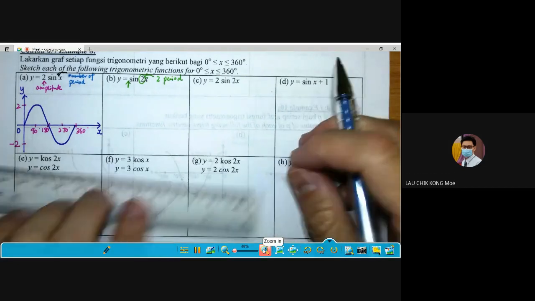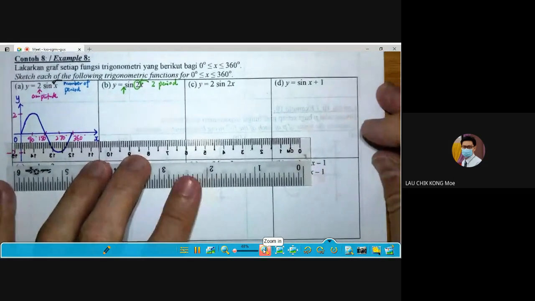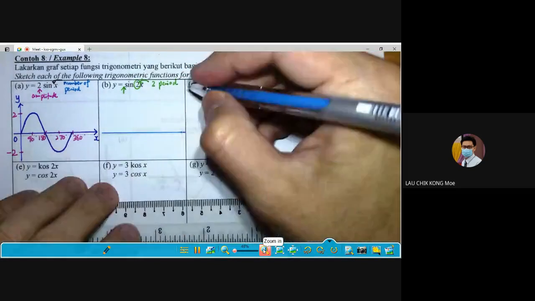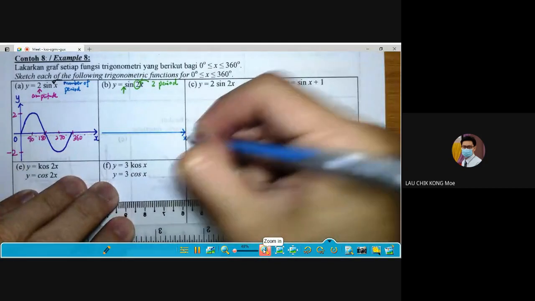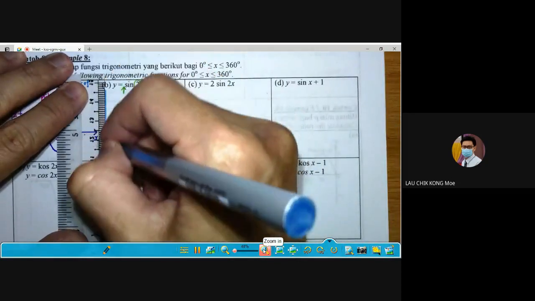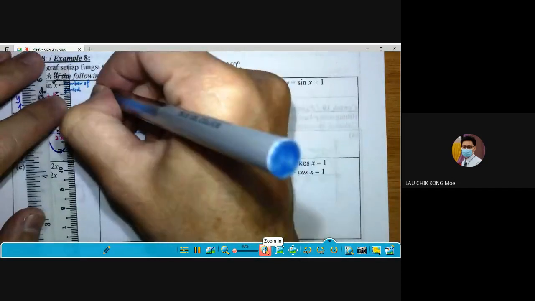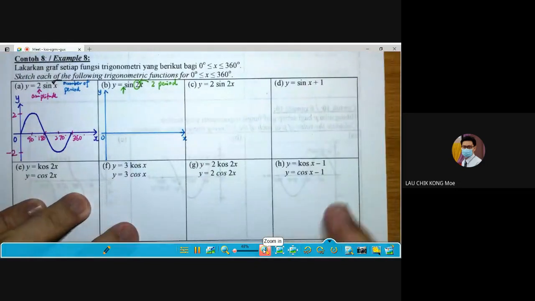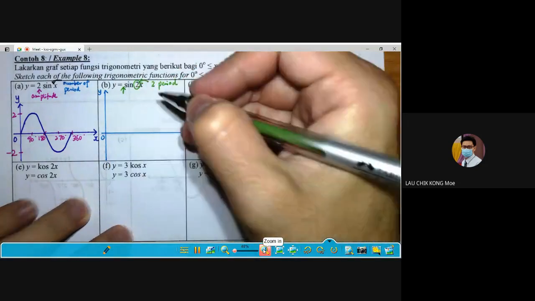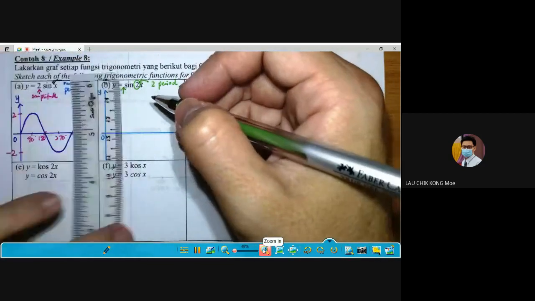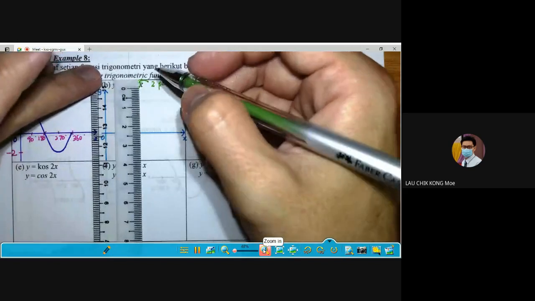First of all, we still need to draw the x-axis and the y-axis. This is x and this is y, and this is 0. So how many periods just now? 2 periods, so we need to do 2 periods for the sine. Maybe you can make it in columns first. 1 column, 1 period.